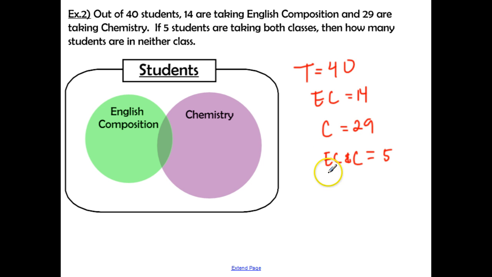So we always start off with that overlap. We have 5 kids that are taking both. And then we want to take the English composition total and subtract those 5 kids we've already counted for. So from the 14 total, if we subtract 5, we end up with 9 English composition students. And same for chemistry. We have a total of 29 chemistry students. We've already counted for 5 of them. So 29 minus 5 gives us 24. Now, for that final calculation, from the total number of students we have, we want to subtract all the ones that are already counted for.